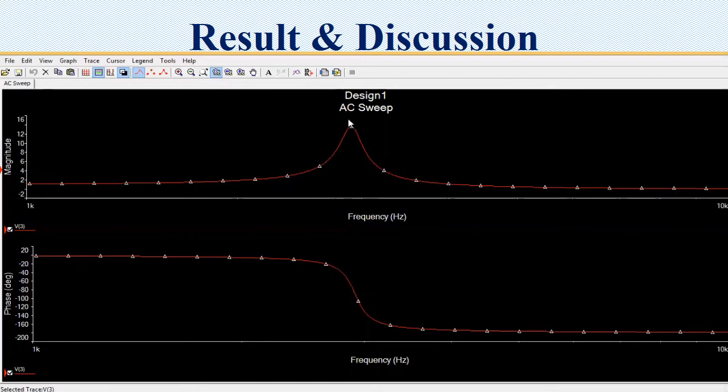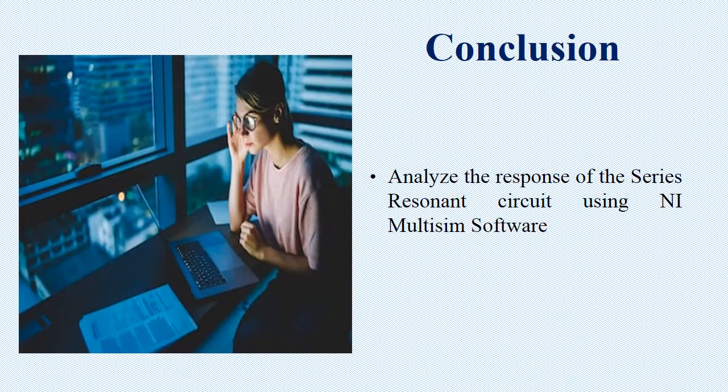As we have an increment in the reactance of the capacitive or inductive term, our current is moving towards the downward position. So before the resonant frequency, the circuit will behave like an inductive circuit, and after the series resonant frequency, the circuit nature is capacitive. So this is how we can implement the series RLC resonant circuit on NI Multisim software. From this experiment, we have learned the analysis of the response of the series resonant circuit using NI Multisim software.